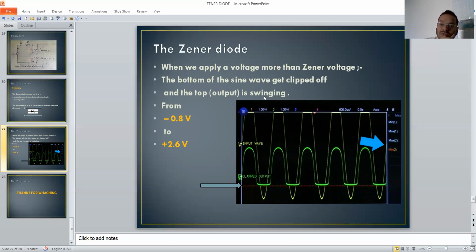Here the top output is swinging like I said before, and we can say it starts from minus 0.8 volts. That means near 0. That means we will be dealing with some negative results, but all of them will be near 0. Up to plus 2.6 volt, like I said before, the positive wave will be more than the negative wave, or we can say near 0.